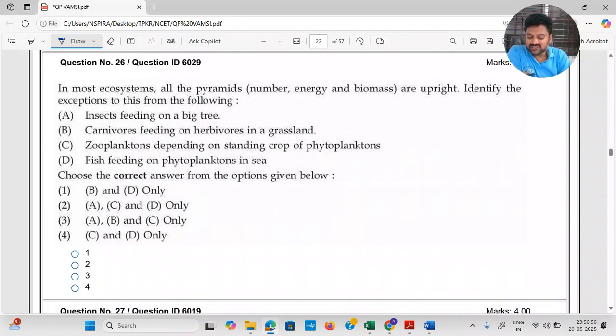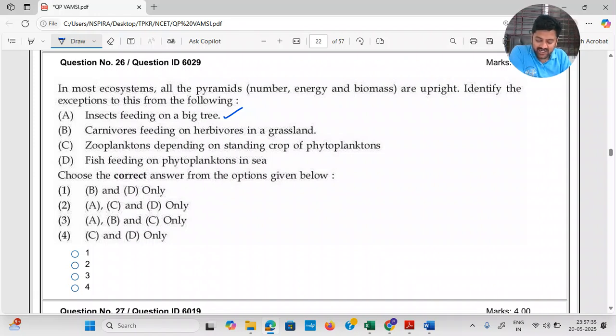In most ecosystems, all the pyramids, number-wise, energy-wise, biomass, are upright. Identify the exceptions to this from the following. So, insects feeding on a big tree, number-wise, it is inverted. So, this is an exception, right? And then, if we see carnivores feeding on herbivores in a grassland, this will be upright in terms of number, energy wise also upright, biomass wise also it is upright.